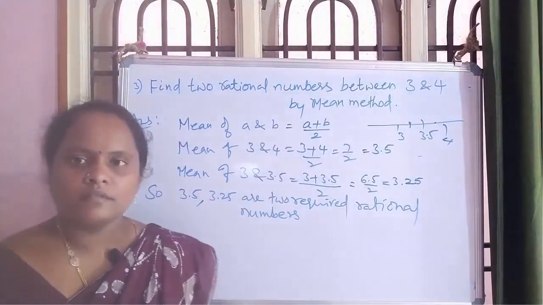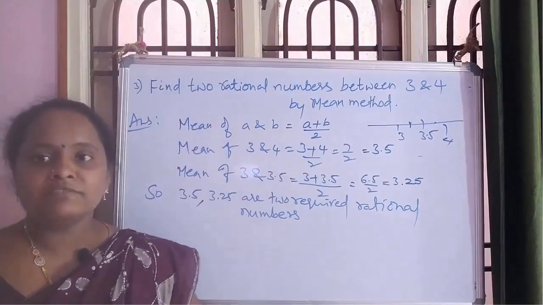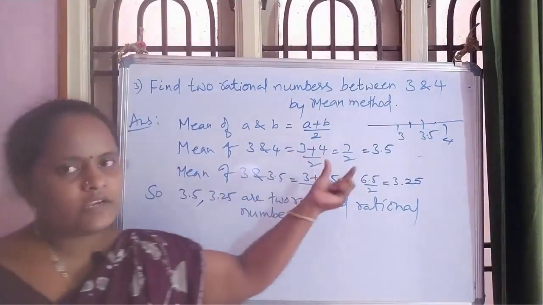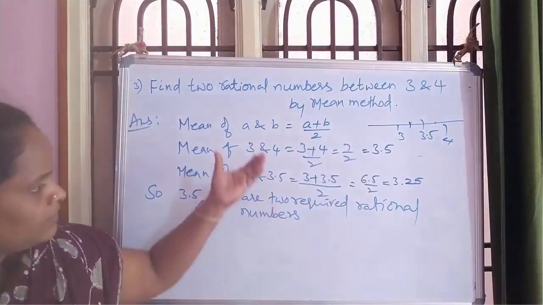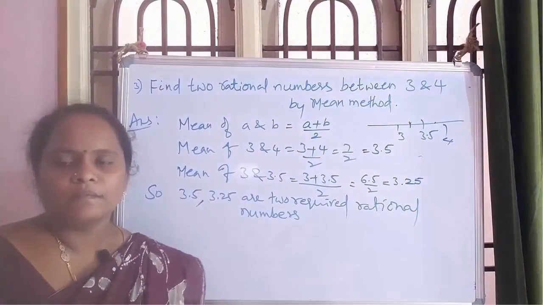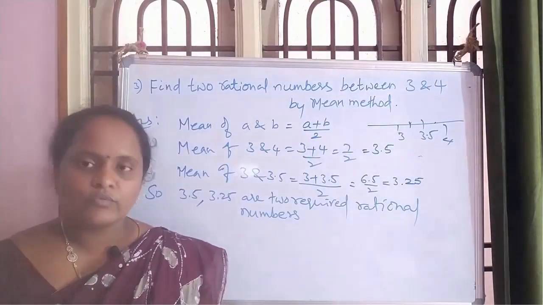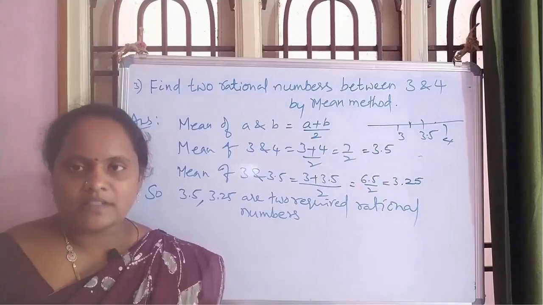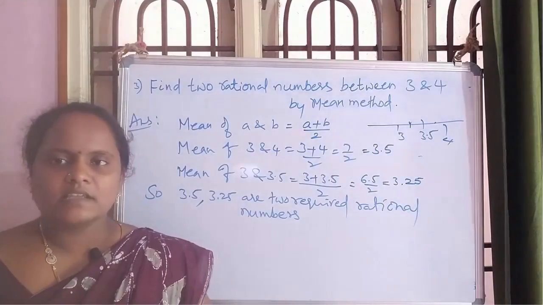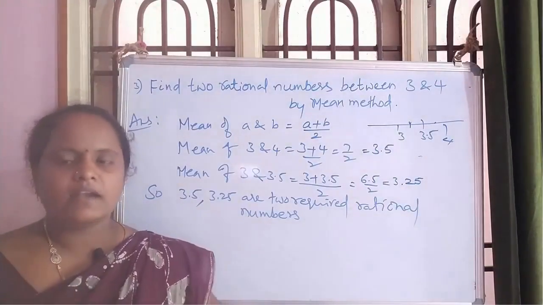So if instead of two rational numbers, 10 rational numbers are asked, we need to continue in the same way. But this process becomes lengthy. So we need some other shortcut method. Let us see the next question, with a small technique or logic.